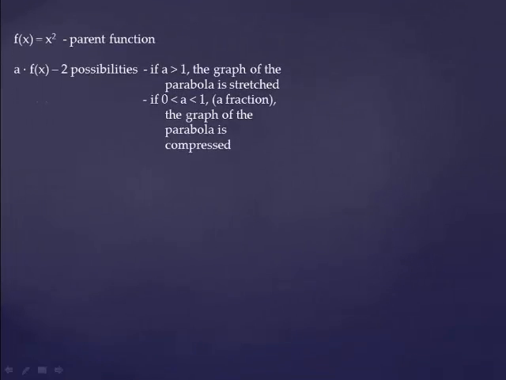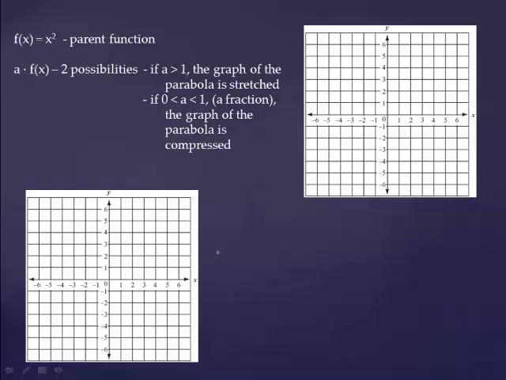Okay, finally we have our two possibilities. So let's do a greater than 1. So we will make this 2x squared. And then down here we'll do a fraction and we'll say 1/2 of x squared. So we can compare the differences. All right, I'm going to draw my parent functions on each of these. Remembering that the parent function is just a plain old x squared.